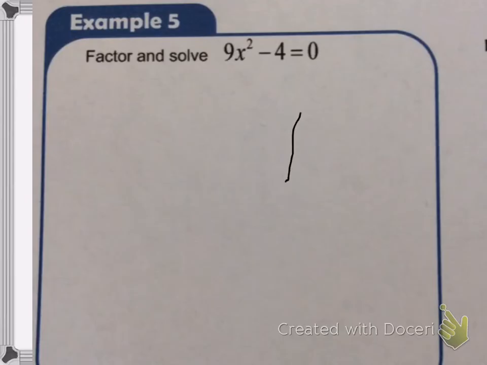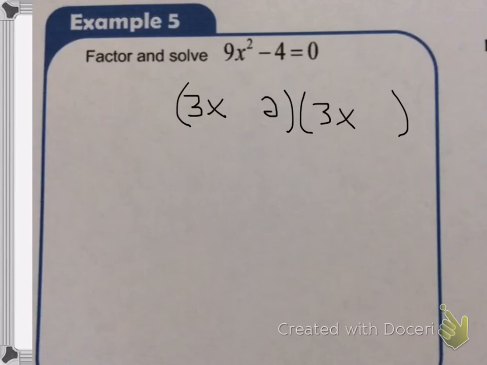This next problem asks me to factor and solve this. So what I'm going to do is look at it. I can see that it's a difference of squares because I can see that 9x squared is a perfect square. Its square root is 3x. I can see that 4 is a perfect square. Its square root is 2. And then I know in order to have those middle terms cancel, I have to have one of them positive and one of them negative.